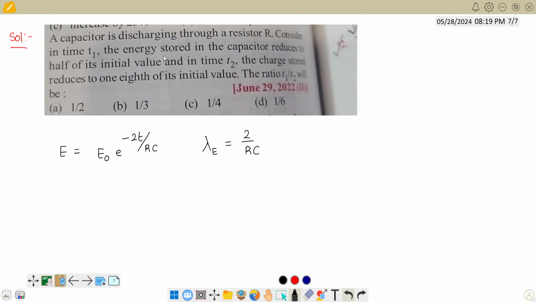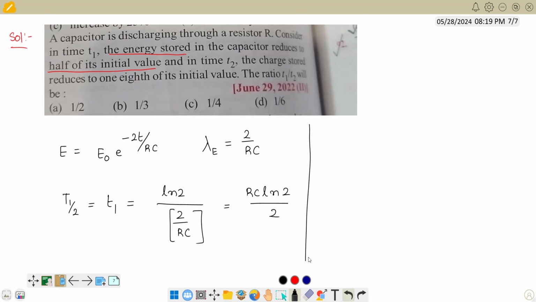So the time taken so that the energy stored becomes half of the initial value, that's what half time is, right? We have found T half for the first case, which is given as T1, would be ln 2 divided by lambda 1. Lambda 1 means 2 by RC. So I can write RC ln 2 by 2. So this would be T1.